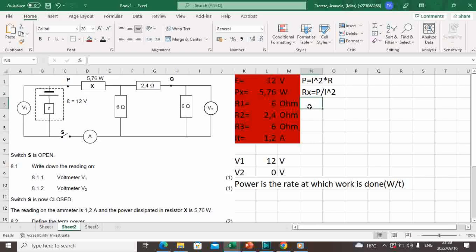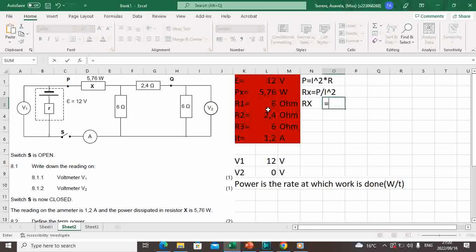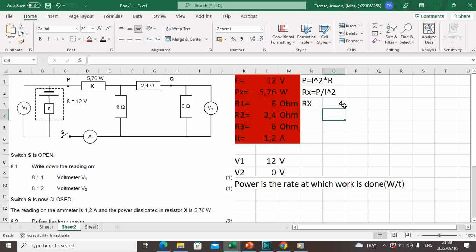Therefore, let us substitute. Rx will be equal to power, which is 5.76, divided by the current that flows through Rx, which is 1.2 squared. So our Rx is equal to 4 ohm.